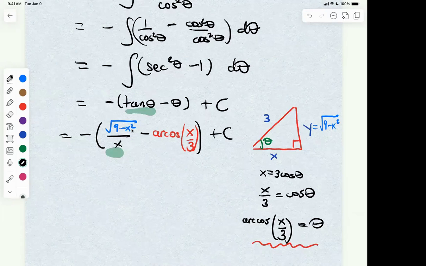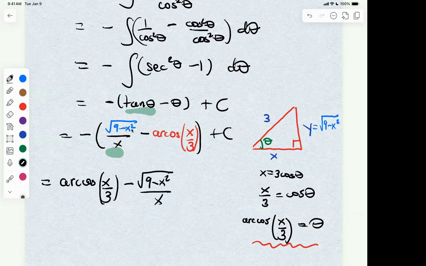And so, just to rearrange it a little bit, because there's a negative sign in the front. And that's the answer, for example.